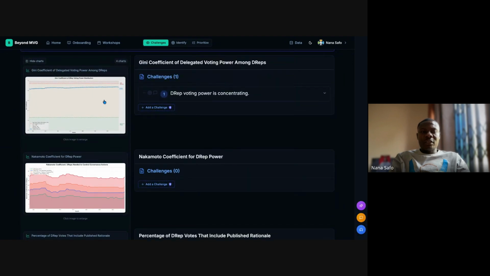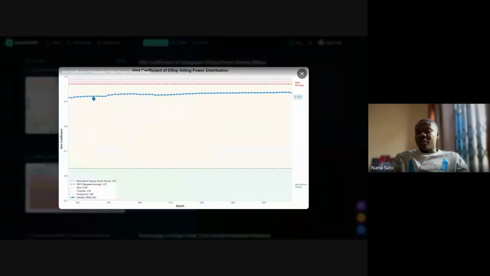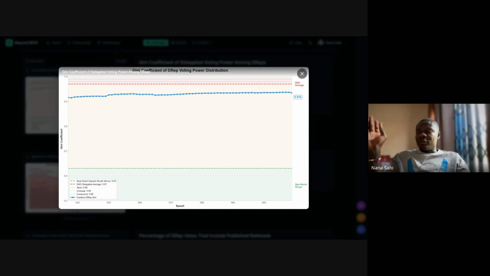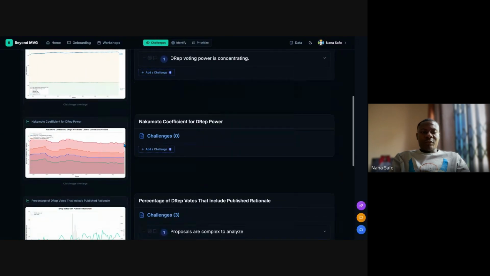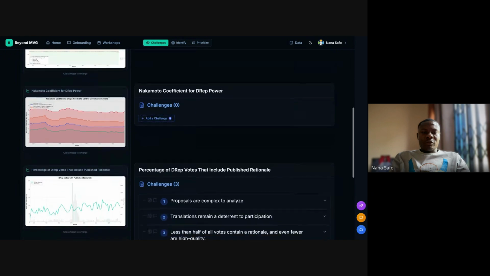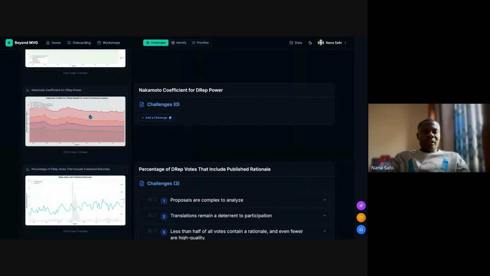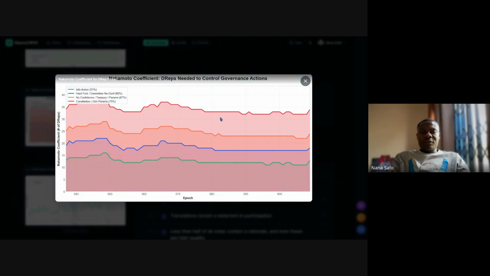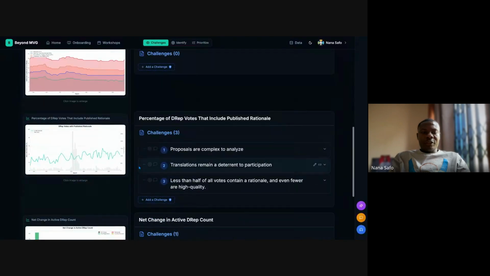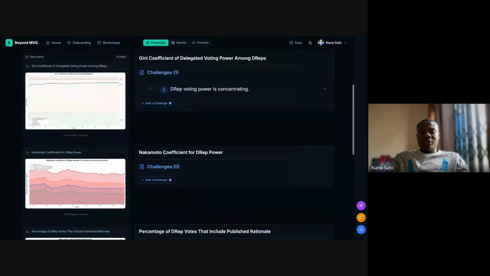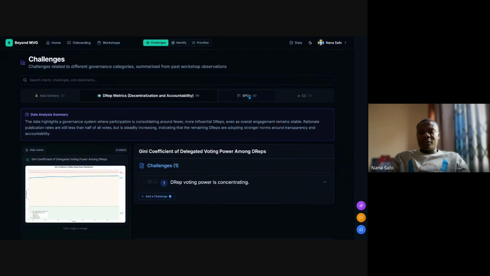So, for instance, if you look at the delegated voting power among DREPs, you can have a feel of this chart to understand exactly what is happening in terms of voting power distribution among DREPs, right? I'll just brush through this quickly so that we can look at some of the open challenges, discuss some of them, and make some recommendations if possible. And then there is a coefficient for DREPs, which is DREPs need to control governance actions. This is also here, and a couple more here, right? So these are all challenges that are open that we are going to look at if we have enough time.